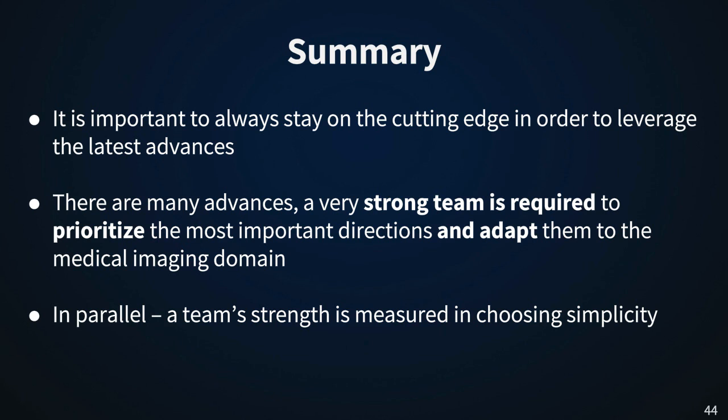But since there are many, many advances all of the time, and some of them are more relevant, some of them are less relevant to medical imaging, you need a very strong AI team in order to prioritize. First of all, in order to be able to even keep up with the innovation in this field. And second, in order to prioritize the most important directions, because you will not have the time to try all directions. And not only that, even once you take a good direction and you prioritize it, in many cases, it will not work as is on the medical imaging data. You will need to adapt it to the medical imaging domain.